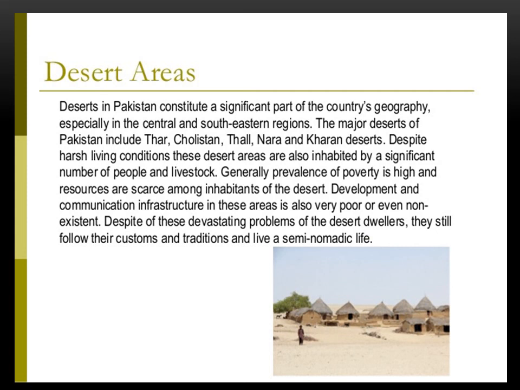Poverty means the poor people who are living below the poverty line, so they are really poor, and resources are scarce means resources are insufficient, and inhabitants means the local people who are living there, the native people of these areas. Development and communication infrastructure in these areas is also very poor. Infrastructure facilities or communication means road network, electricity, and many more. That is really poor in these areas.